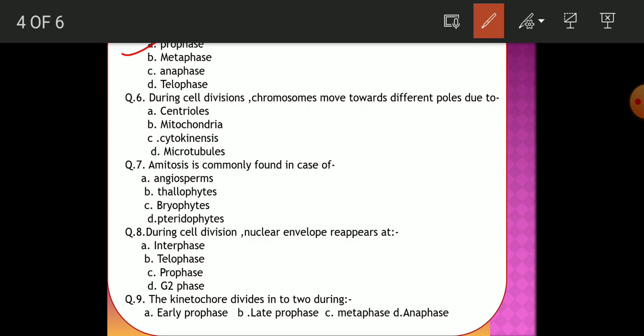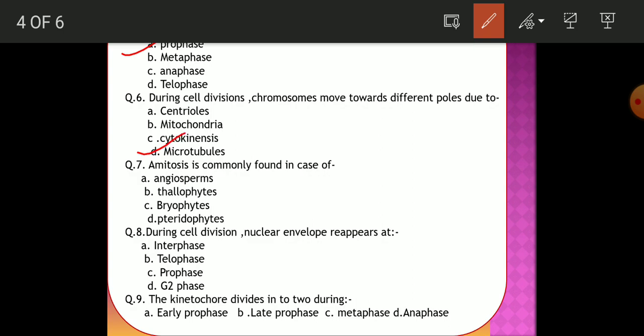Then comes the next: during cell division the chromosomes move towards the different poles due to centrioles, mitochondria, cytokinesis, or microtubules. These are the four options. So the right answer is microtubules. That's why there is a presence of microtubules that stretch out to the two different poles, or to the centrioles in the two different poles. So the right answer is microtubules.